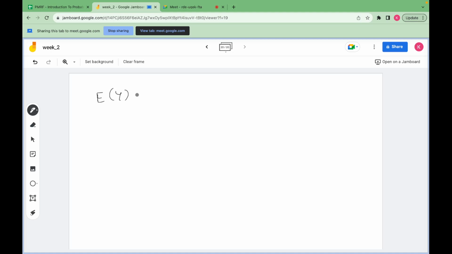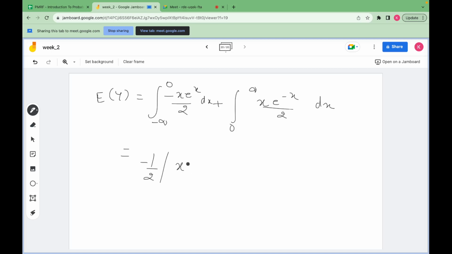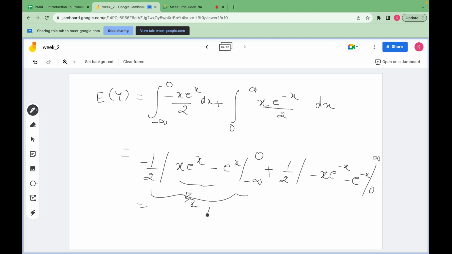So this expectation will be minus x e to the power x by 2 from minus infinity to 0, plus 0 to infinite x e to the power minus x by 2 dx. So this will be minus 1 by 2 times x e^x minus e^x from minus infinity to 0, plus 1 by 2 times minus x e to the power minus x minus e to the power minus x from 0 to infinite. So on solving this, this value will be 1 by 2, this value will be 1 by 2, so your answer will be 1.